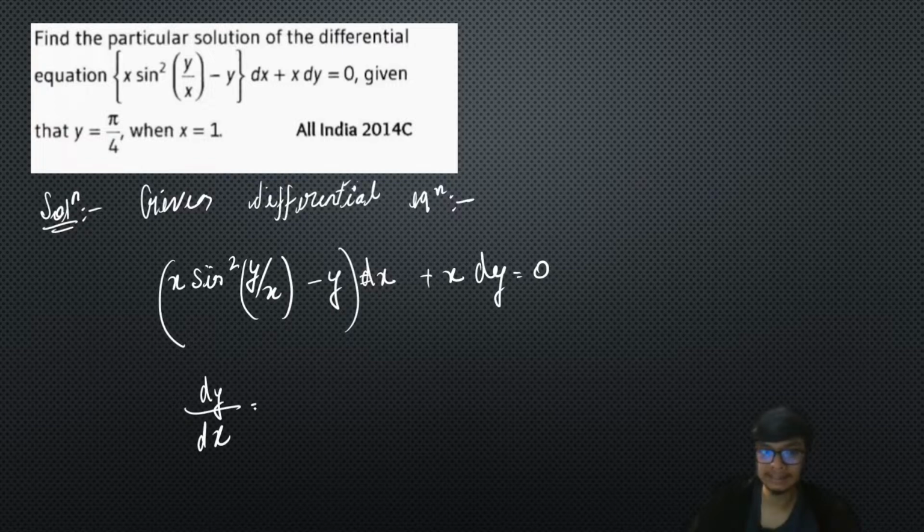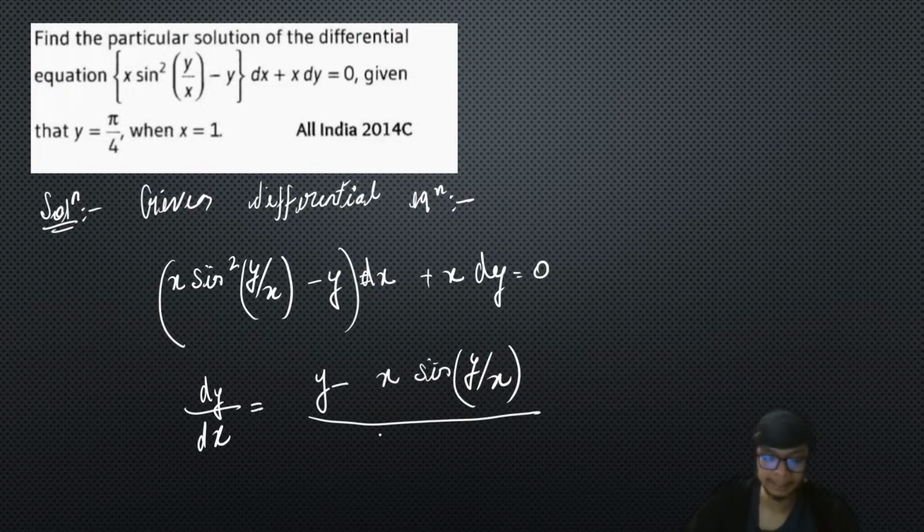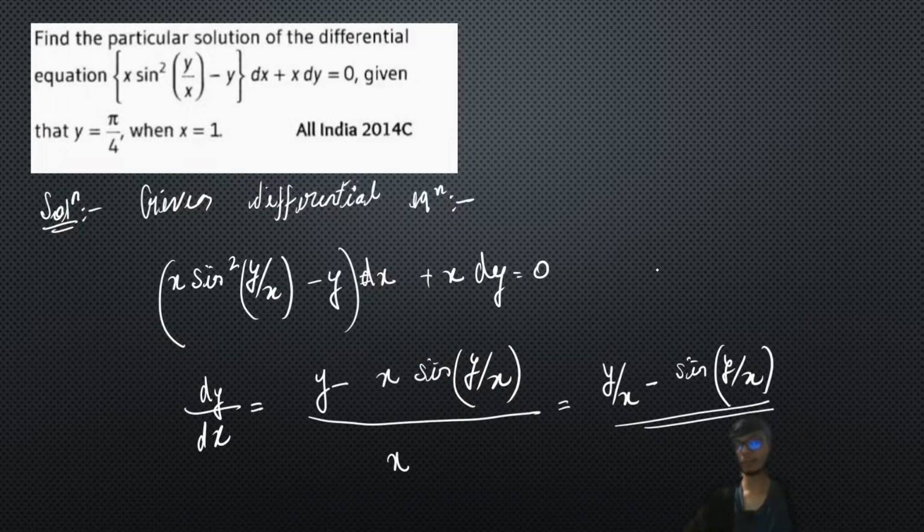So we can simplify this as dy upon dx, which is going to be equal to y minus x sine of (y upon x), divided by x, right? Now if you take x common from the numerator and denominator, you are going to get the form y upon x minus sine of y upon x, right? As simple as that. Now again, it is of the homogeneous form, right?